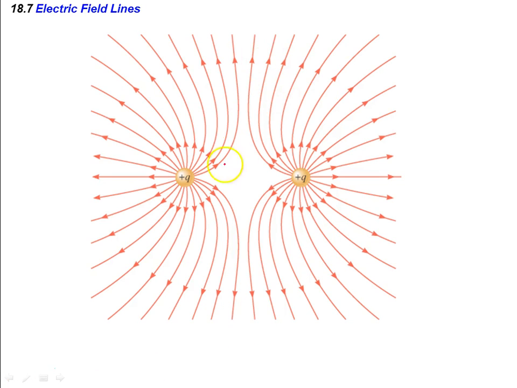Conversely, if we had 2 charges of the same sign, those electric field lines would repel each other. So right here, naturally, we would expect there's a point where there's no electric field. We're getting a repulsion from the left charge and a repulsion from the right charge, such that they cancel each other out. And so the electric field directly in the middle is 0 when we have 2 charges of the same sign.